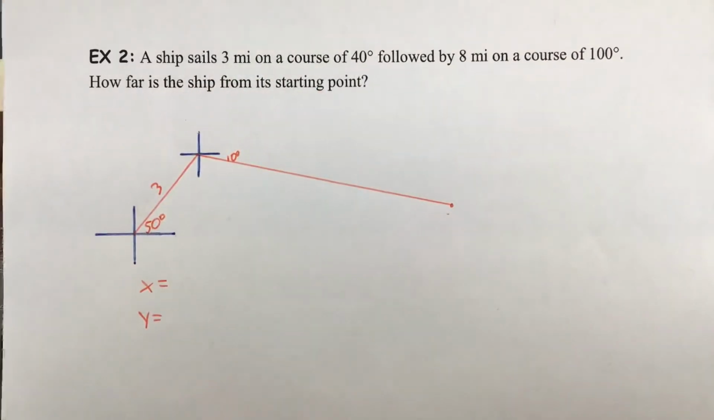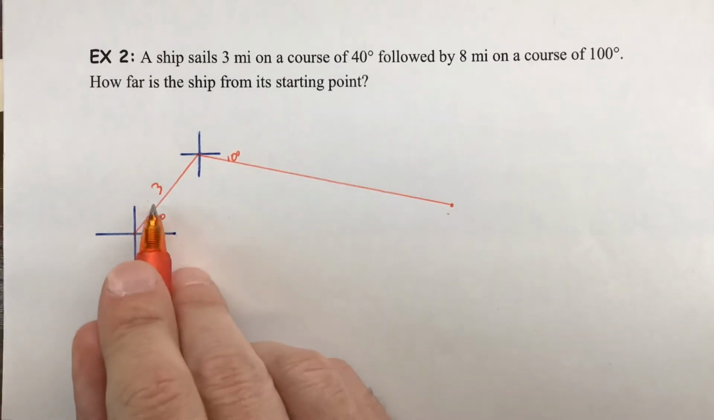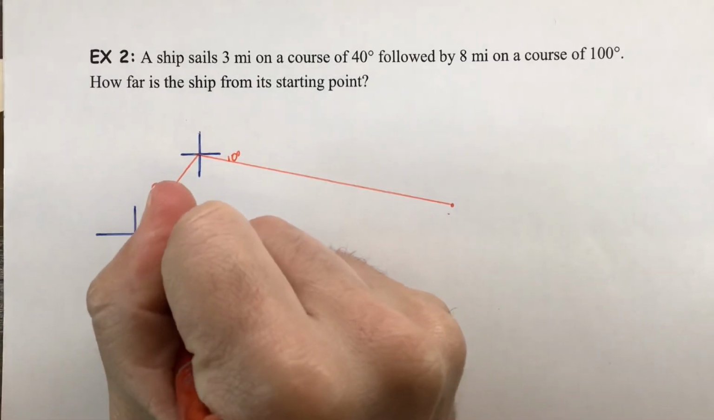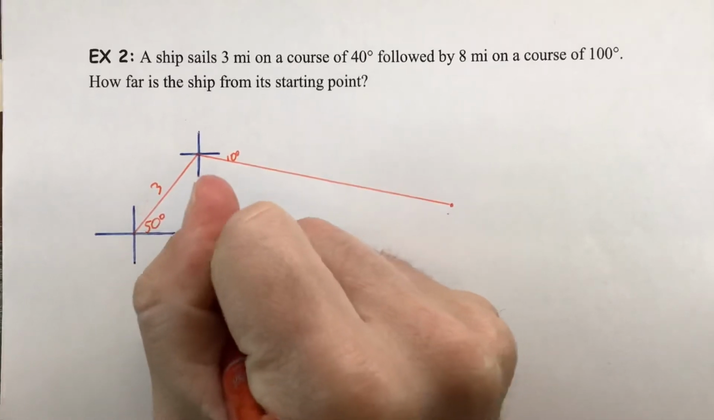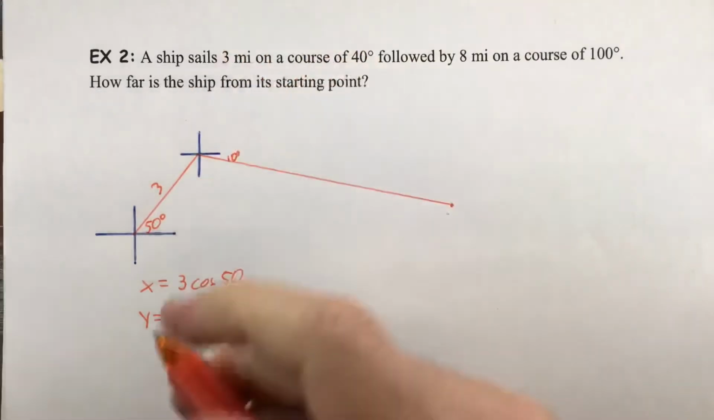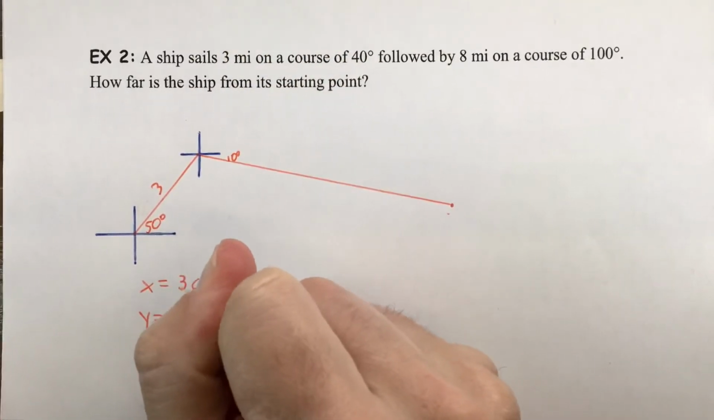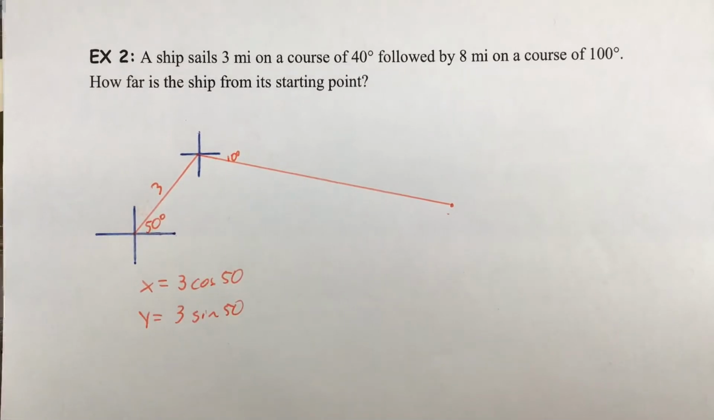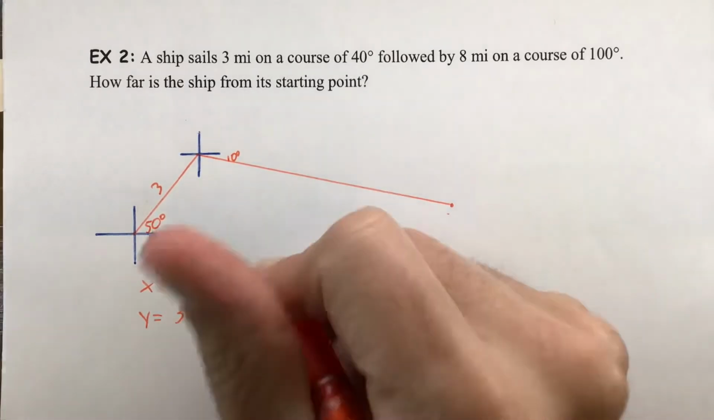Okay, you're given the 40, but if I'm imagining the right triangle like I did in example 1, this would be the angle that we want. Okay, so the x component is going to be 3 cosine 50. All right, then the y component, if you've got that one, it's pretty straightforward. The vertical to this is going to be 3 sine 50. You get that.